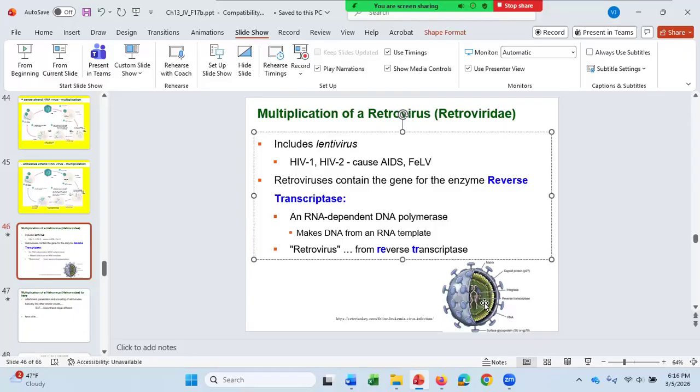capsid proteins. And it actually has, you don't need to know this, it's a positive single-strand RNA virus. There's actually two copies of positive single-strand RNA in the virus. You don't need to know that last part, but you should know it's a positive single-strand RNA. And what's really unique is it has reverse transcriptase.